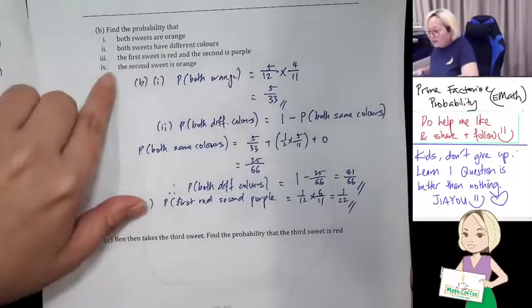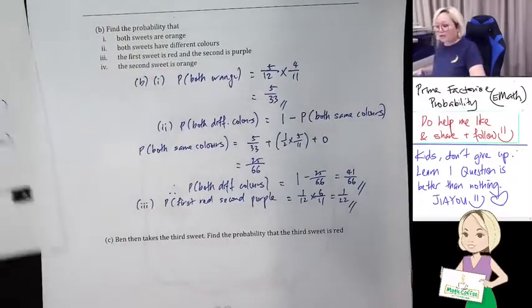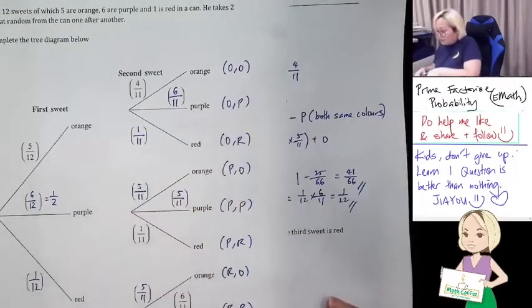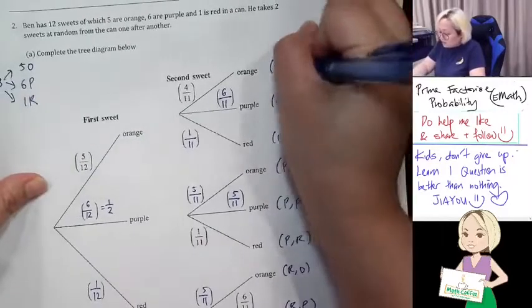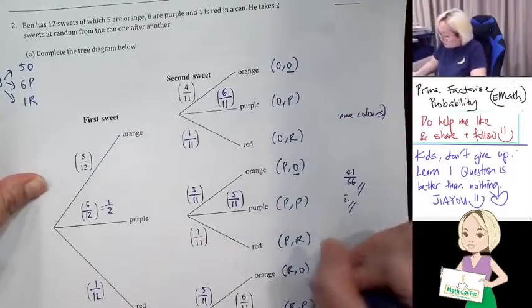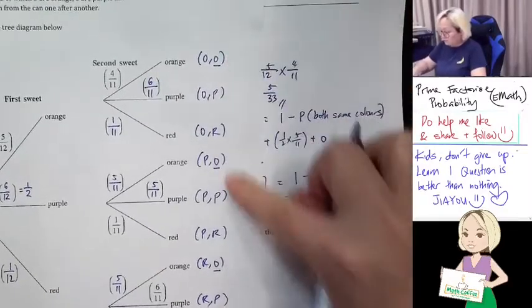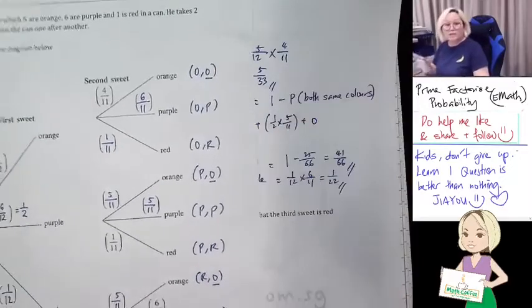Lastly, they say find the probability that the second sweet is orange. Second sweet. So now with this, it's easier to see. You only need to look at the second alphabet. Go and find those which is the second sweet is orange. So we have this, we have this, and we have this. So we have 3 possibilities, correct? 3, second sweet is orange. So this one only 3, so I can do it separately.